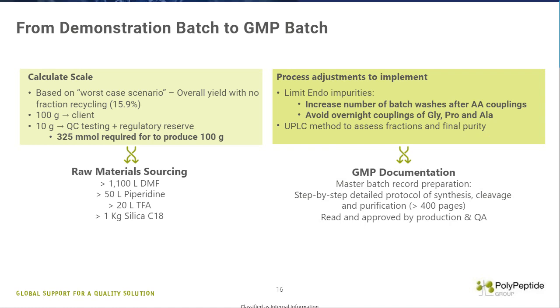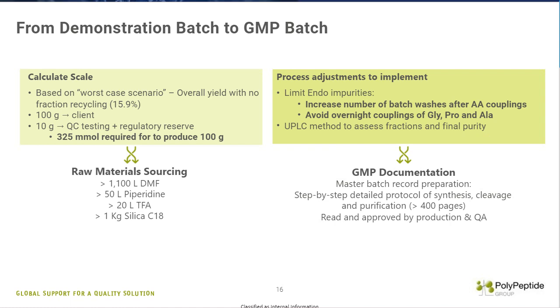So we're over 1,000 liters of DMF, we have 50 liters of piperidine, and almost a kilo of silica. So you can really appreciate the increase in scale that we're doing when we're going from this small scale demonstration batch to a GMP campaign.